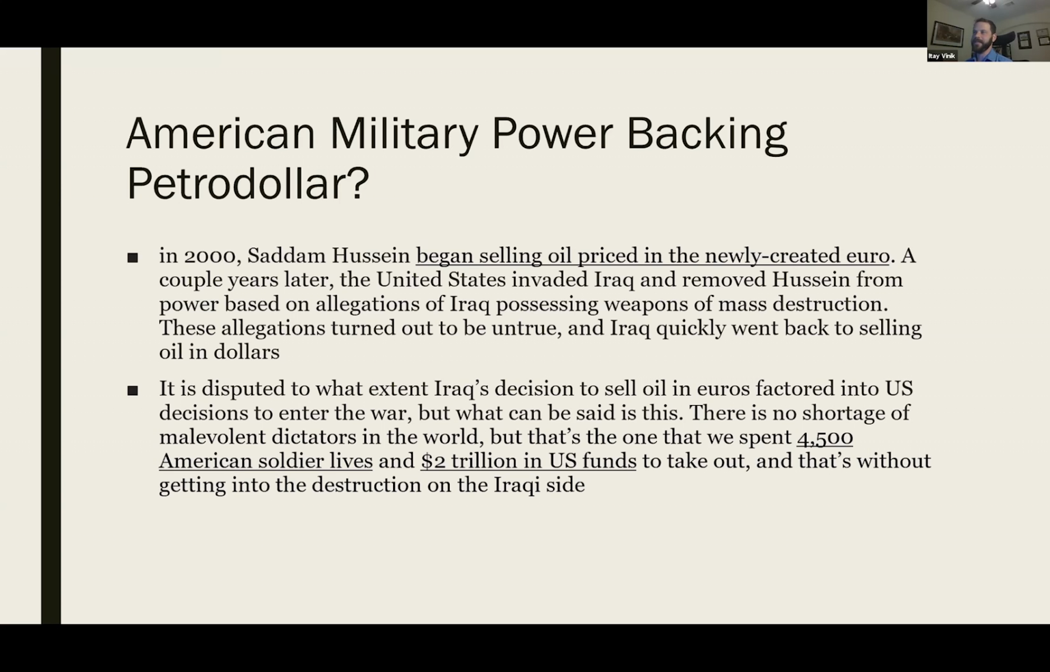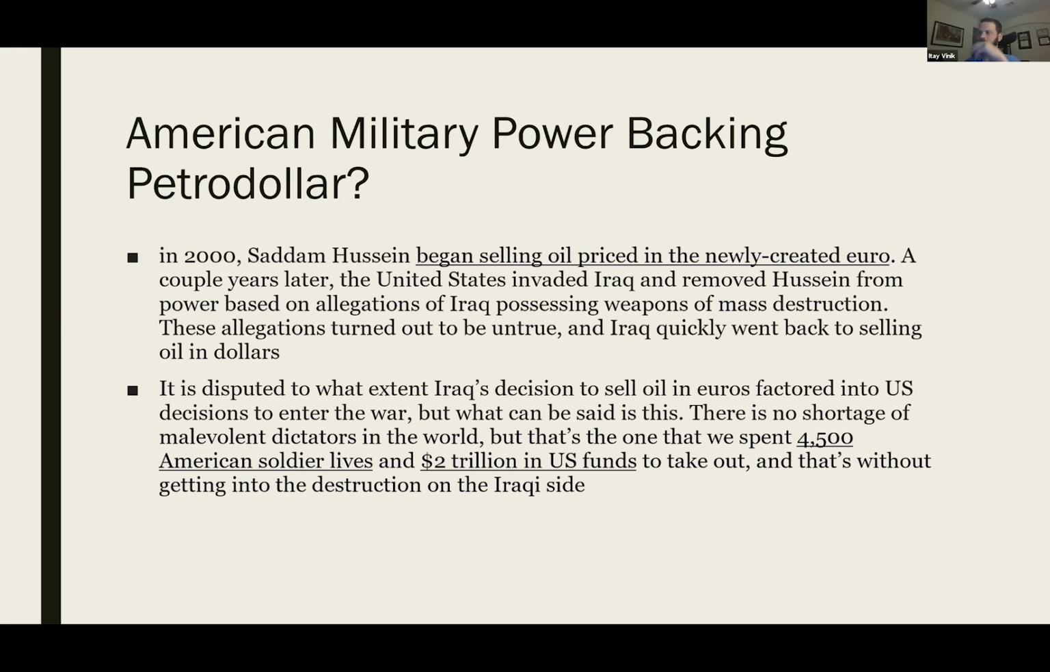So this is just something to think about that happened in the past. You asked, well, why are we letting Russia and China do that? For example, in 2000, Saddam Hussein started selling oil in the euro, which was just created. 2 years later, the US invaded Iraq and he's no longer there. Turns out there were no weapons of mass destruction there.